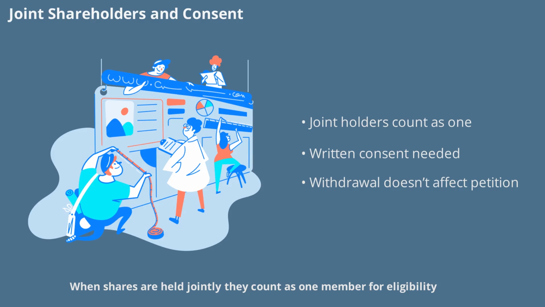When shares are held jointly, they count as one member for eligibility. Any member can apply on behalf of others with their written consent. Importantly, if some members withdraw their consent during proceedings, it doesn't affect the maintainability of the petition. The law focuses on the situation at the time the petition is filed, not on changes that happen later.